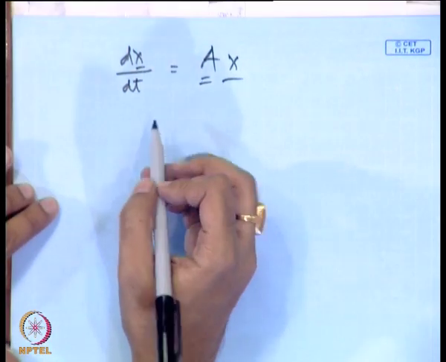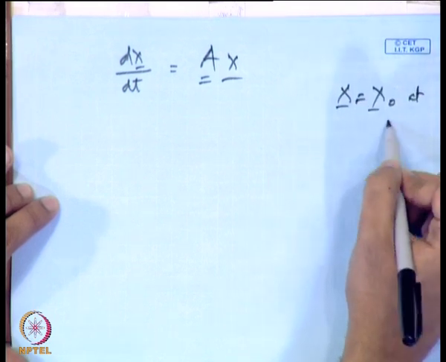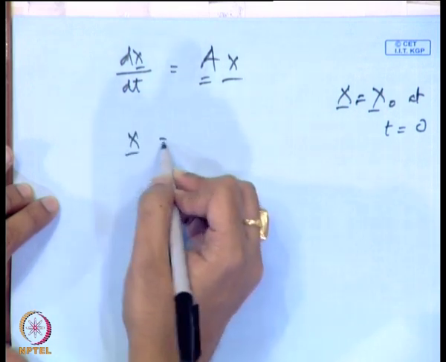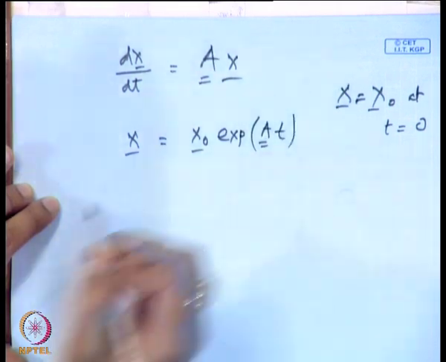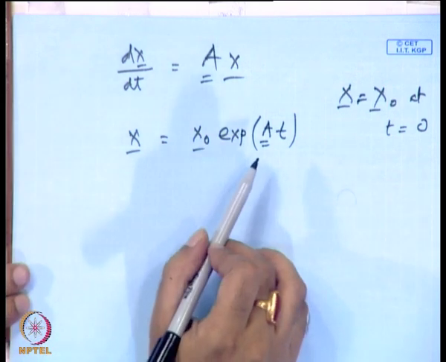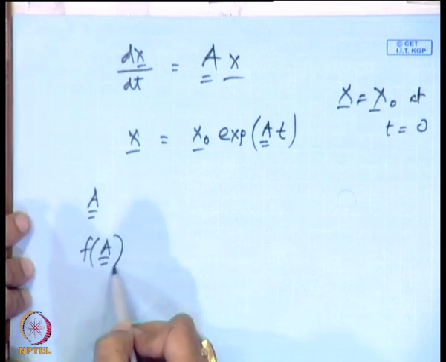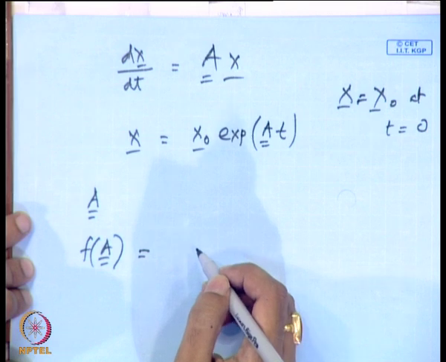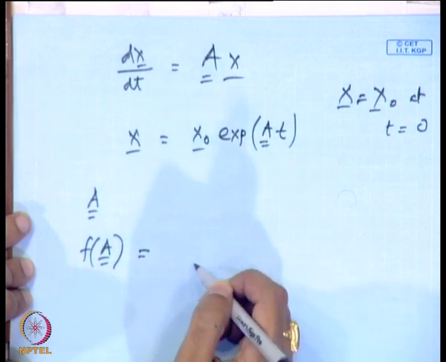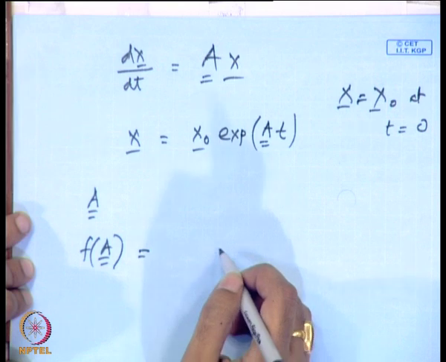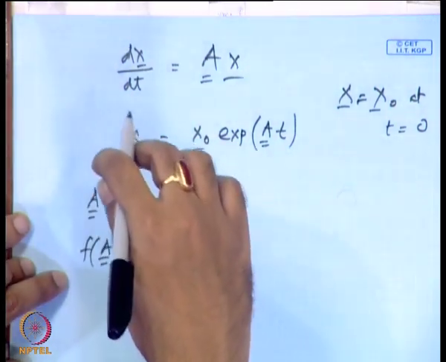Now, this is the equation, and the solution of this, if x equals x naught at t equals 0, what is the easy way? The easy way is x equals x naught exponential At. Now, you have been taught how to break up e to the At. If A is given, then any f of A could be written as a function of the eigenvectors and the eigenvalues, right. You are aware of that. I think it is f of lambda times the eigenvectors, and if you use that, you can go back to that.